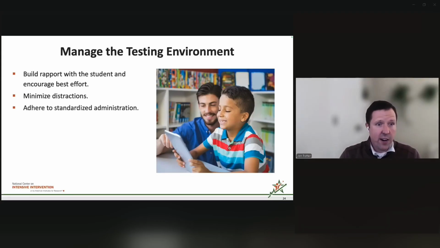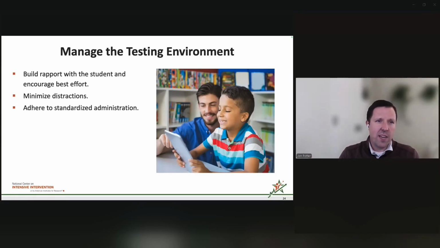Make sure you're adhering to standardized administration. So most of these things have standardized directions that you're going to read. And I've given screening assessments hundreds, probably thousands of times. And I get it. I don't want to read that script one more time. It is monotonous, but it is important that you do that. Now, it's not to say you read it like a robot, right? You want to give it some life, give it some pizzazz, make sure that you're interacting with the kid and matching their energy.